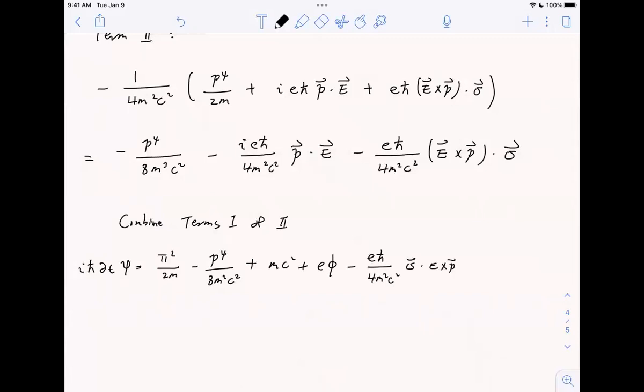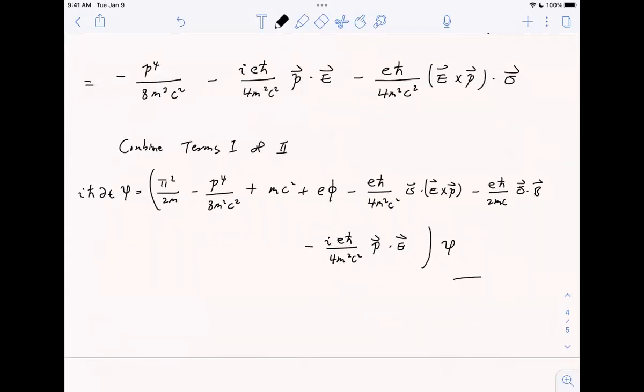And then the Zeeman term. And then minus this term. And then multiply the wave function. So this is, I call it equation 4. So there's one problem in this equation. Do you notice there's one problem in this equation? It's not done yet.